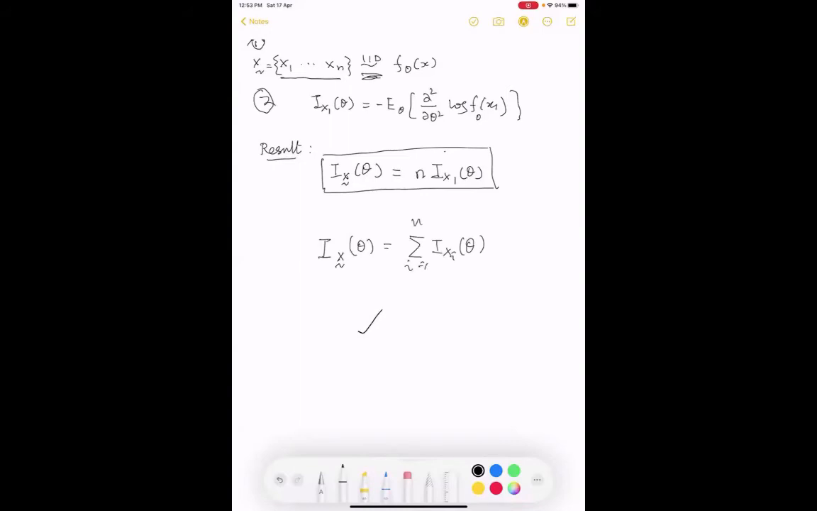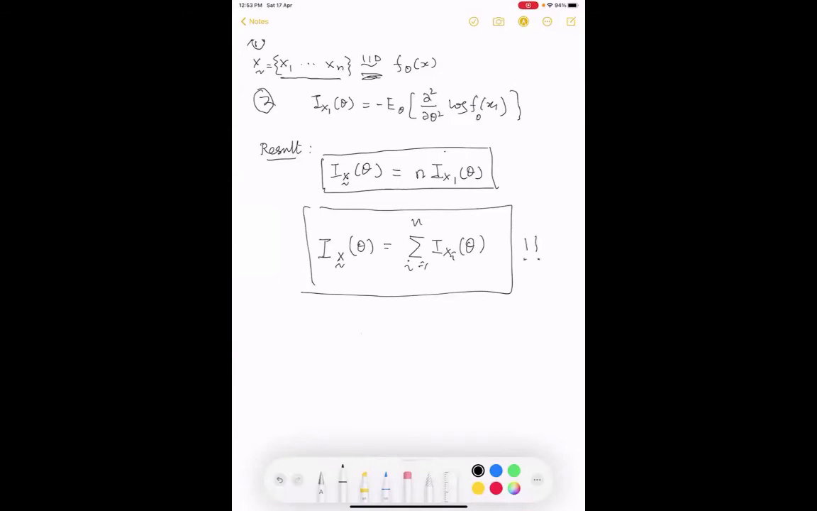Information about I_X(theta). In the case of IID, the thing is much simplified. It is just the sum of the terms. I think the result is correct.